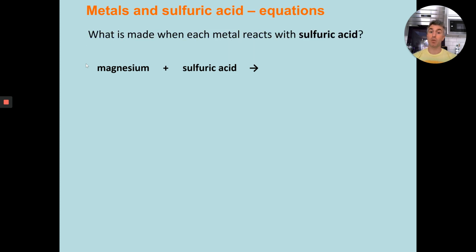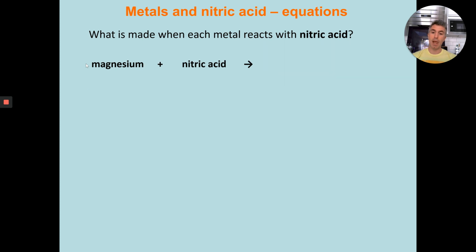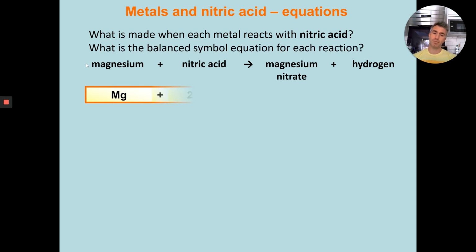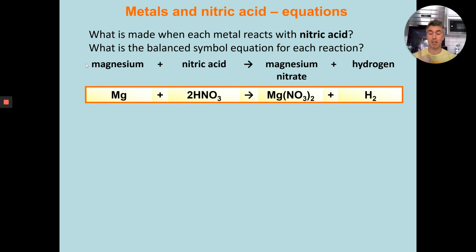If it was sulfuric acid, magnesium plus sulfuric acid makes magnesium sulfate. So not the same as chloride, it makes sulfate plus hydrogen. And the last one, magnesium plus nitric acid makes magnesium nitrate plus hydrogen. So if it's hydrochloric acid, it makes a chloride. If it's sulfuric acid, it makes a sulfate. And if it's nitric acid, it makes a nitrate.